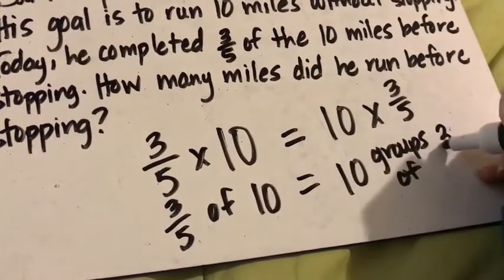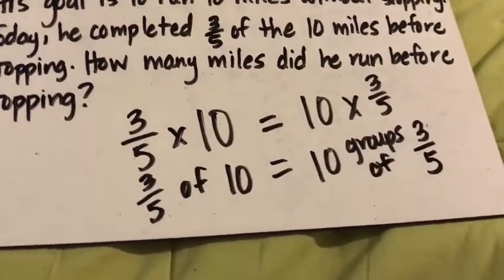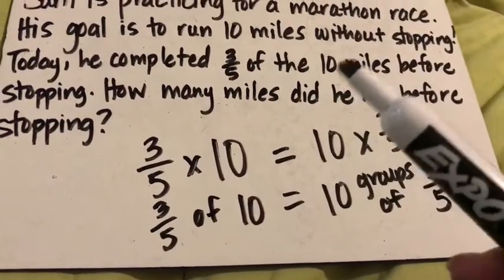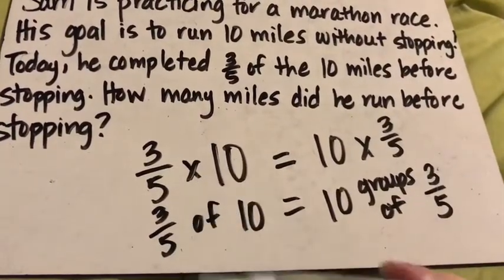The reason why you can think about this both ways is because of the commutative property. We know that whenever we're multiplying something, we can switch the factors around and our product would still be the same.